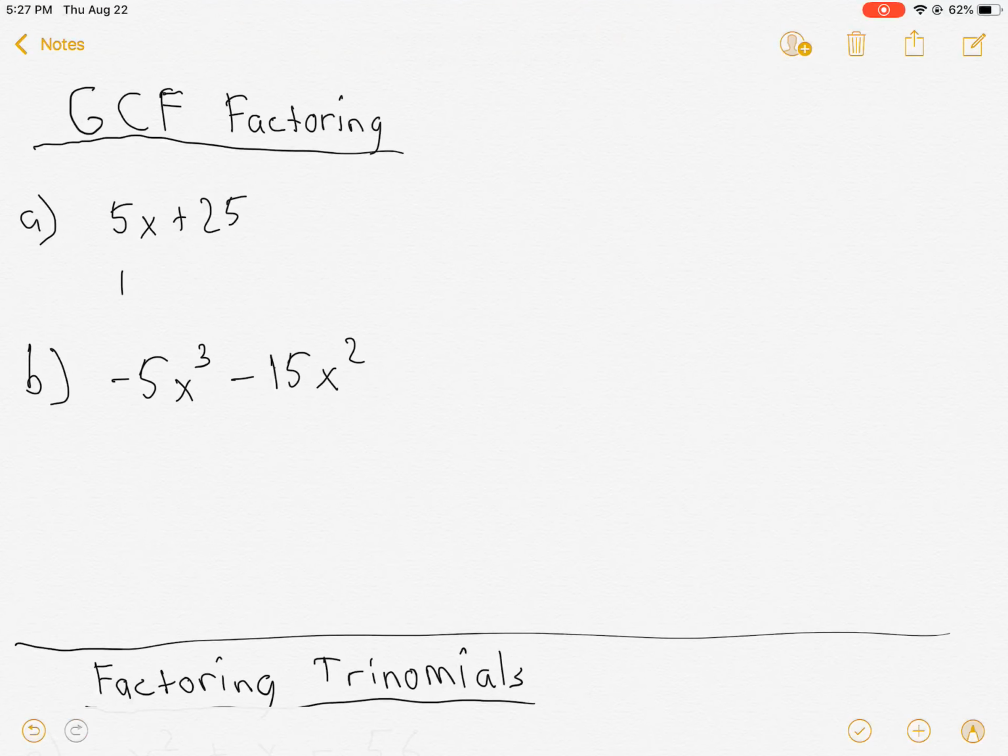So for this first one, I'd be pulling out a 5, which will leave me with x plus 5 left inside. For this next one, I'm going to go ahead and pull out the negative. I've also got a 5 in common, and I have an x squared in common. So I'm going to pull all of that out, which will leave me with an x and a plus 3.